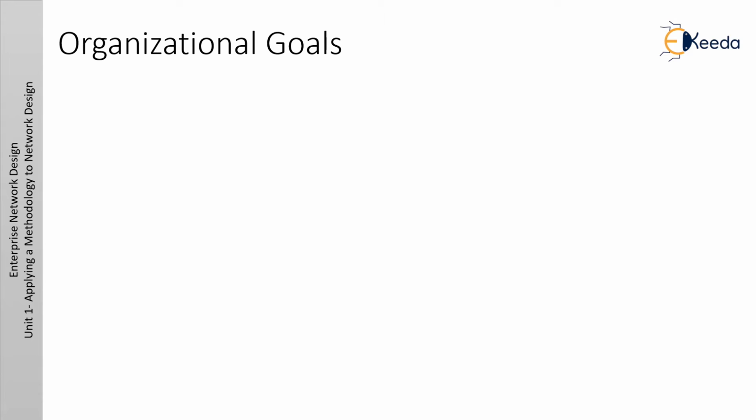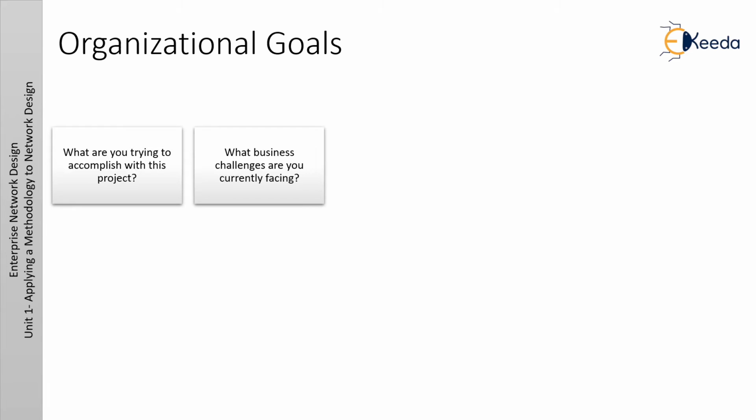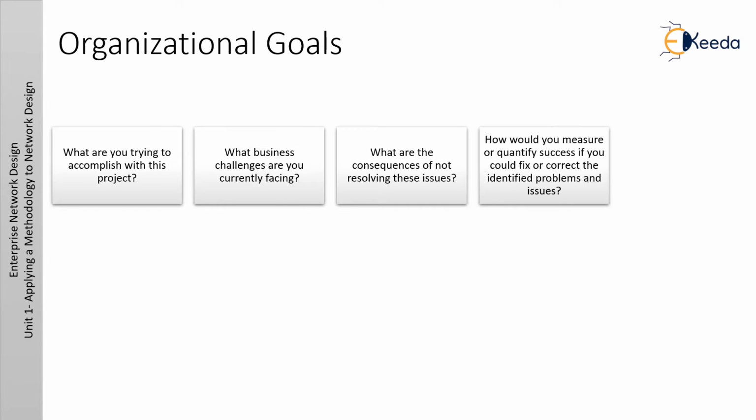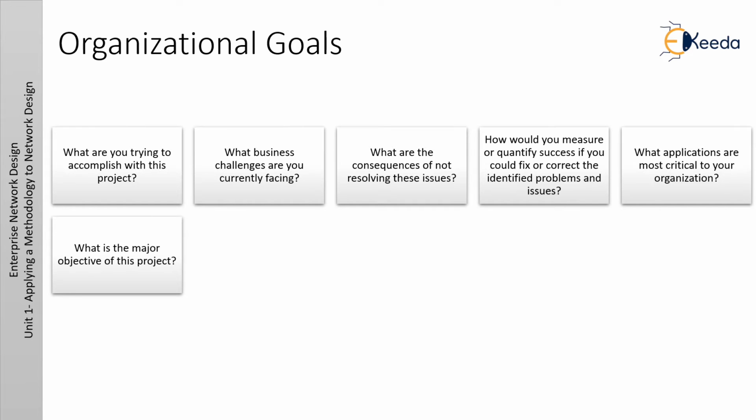So there are several questions which help in determining organizational goal. What are you trying to accomplish with this project? What business challenges are you currently facing? What are the consequences of not resolving these issues? How would you measure or quantify success if you could fix or correct the identified problem and issue? What applications are most critical to your organization? What is the major objective of this project? What is driving the change?